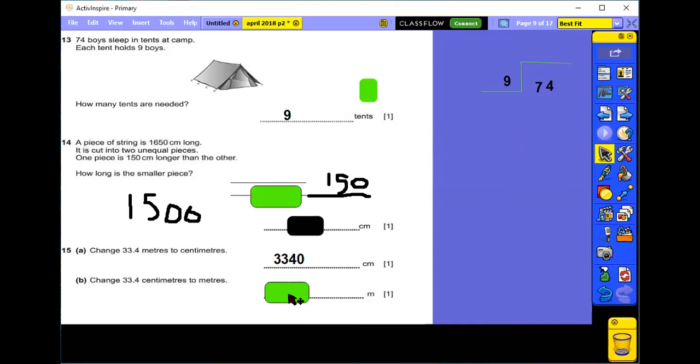Right. When I'm going from centimeter to meter, I divide by 100. So I will move the decimal point to the left. So it will be 0. Yes. Right. Let's go quickly here.